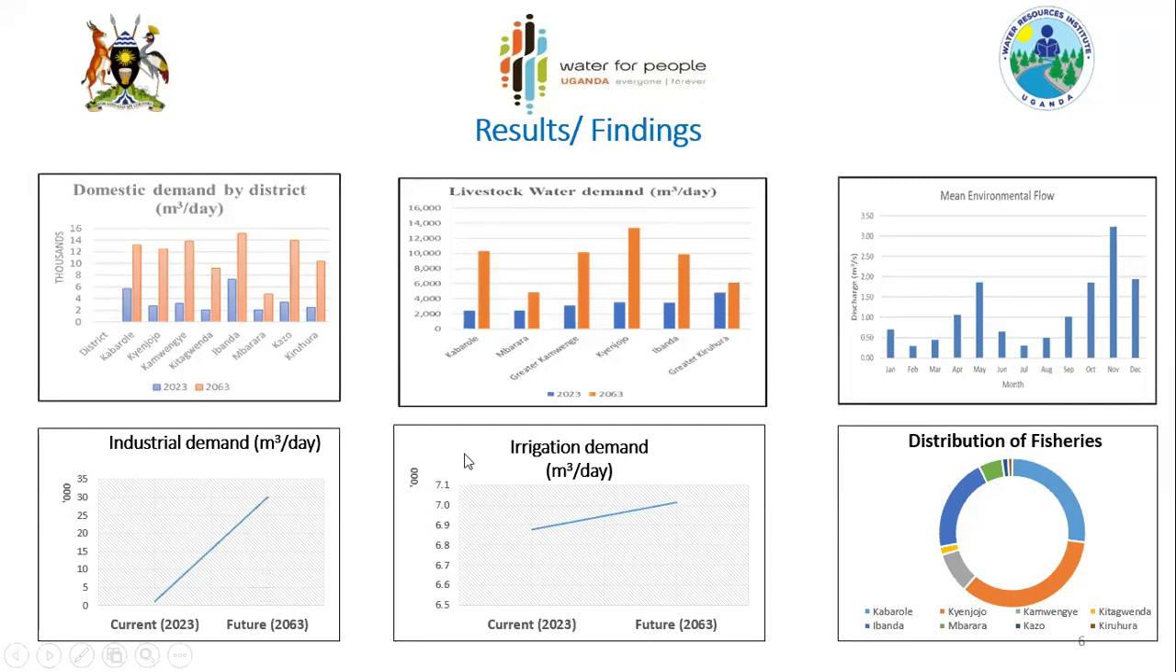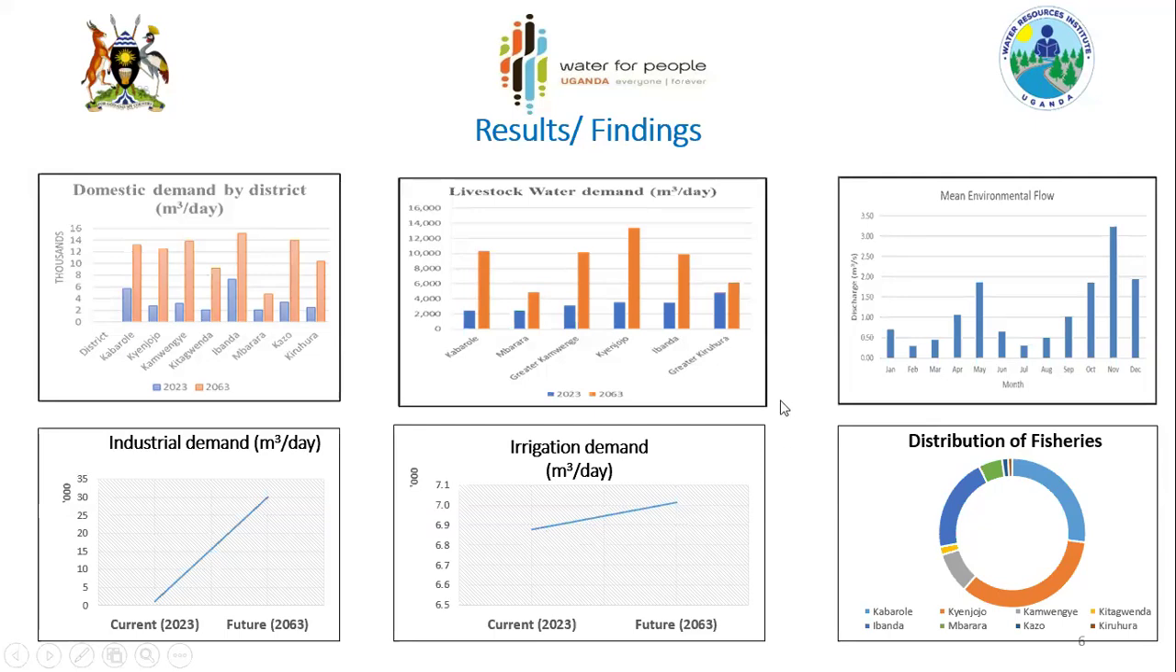We did the same for irrigation demand for the current and the future year. And for irrigation, we are seeing majorly small-scale irrigation schemes, coupled with government programs like the U-Gift under the Ministry of Water and Environment. And this is the trend of irrigation in the catchment.